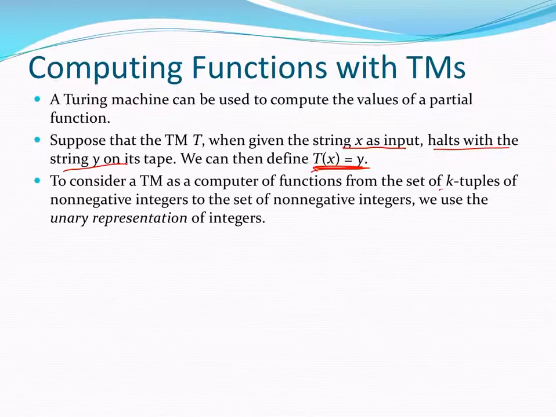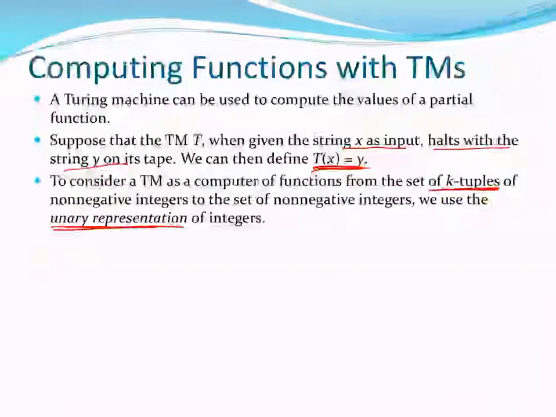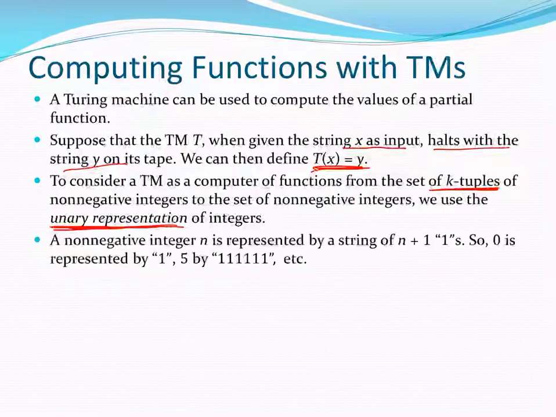And if we want to have multiple inputs, we could input a k-tuple into the machine. So that would be more than one number input. And then for simplicity, we use what's called the unary representation of integers. The way we do that is we have n plus 1 ones represent the number n. So 0 is represented by a single one, 5 is represented by 6 ones, etc.